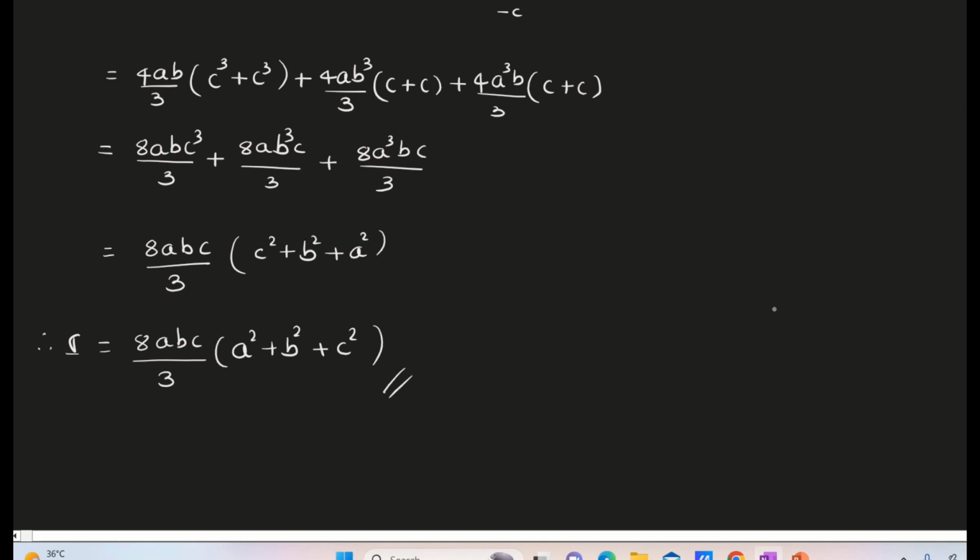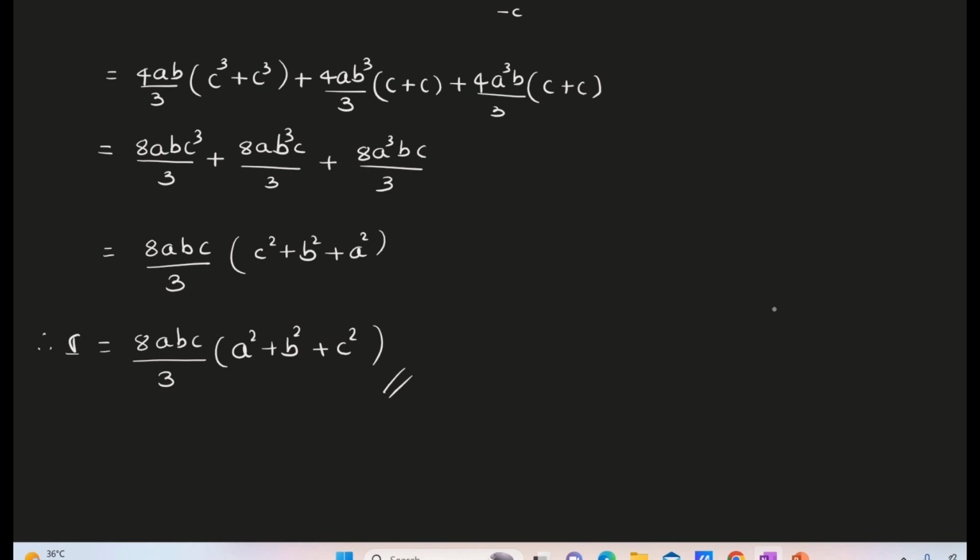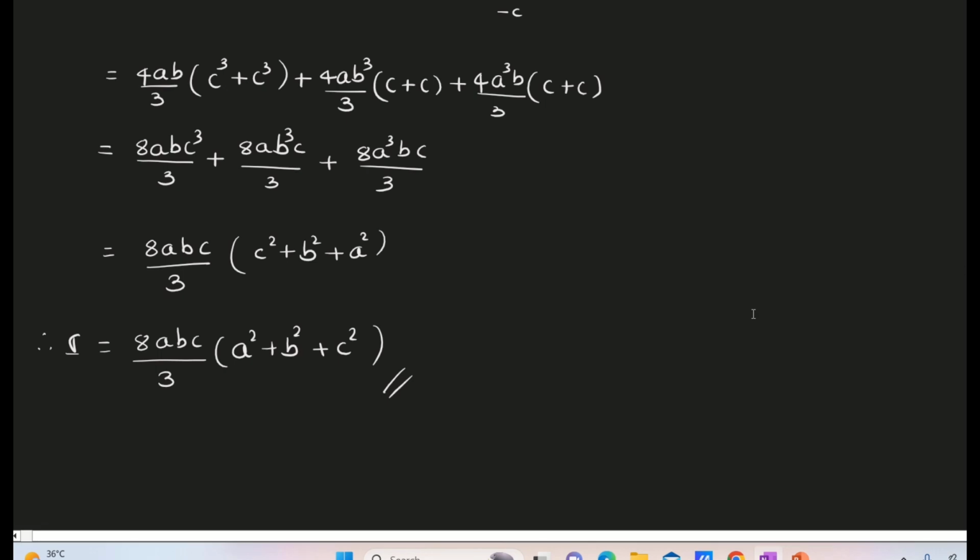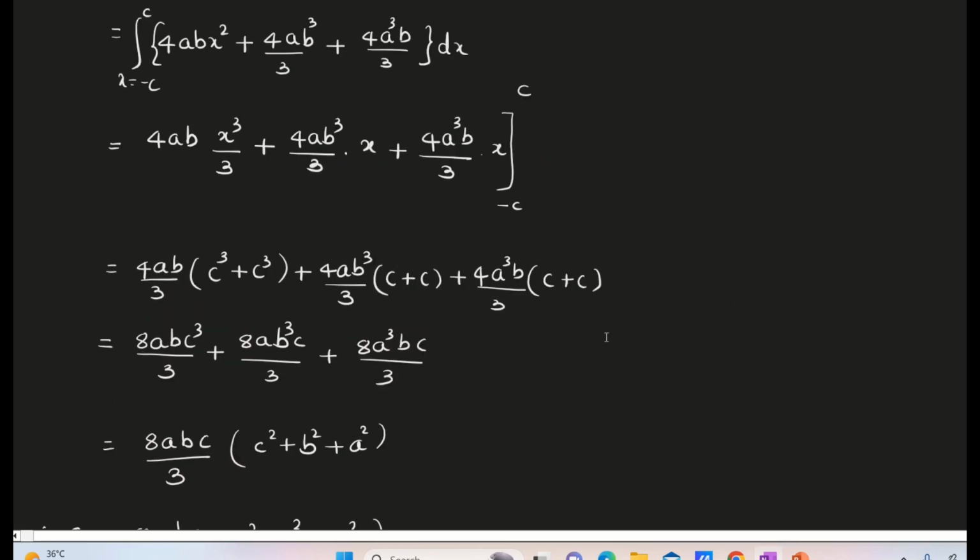This is how to solve the given triple integral. In the next class, I am going to solve one more example on triple integrals. Till then, practice such examples.